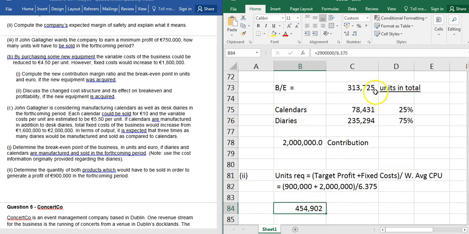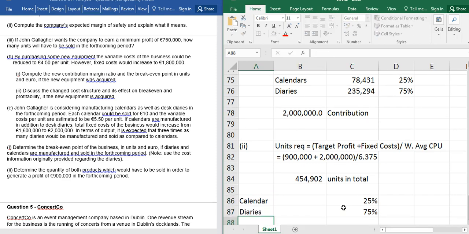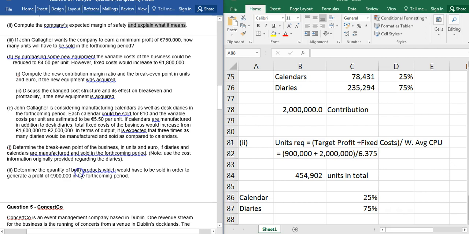And of course, it has to be bigger than here because we need to make a profit. So you're going to have to sell nearly 140,000 more units in total. And as before, we need to split that. We need to sell 25%, which will be calendars, 75%, which will be the diaries. Because you are asked, and just be careful of what you're asked in the question, to determine the quantity of both products. So if you don't give me that, you will lose a mark or two.